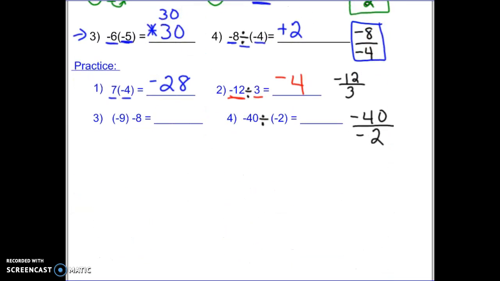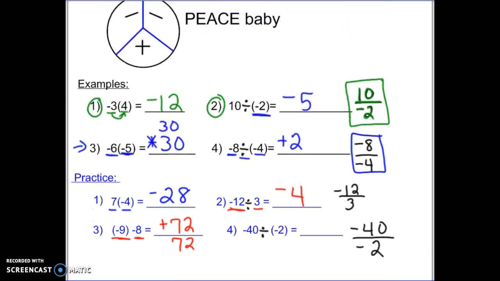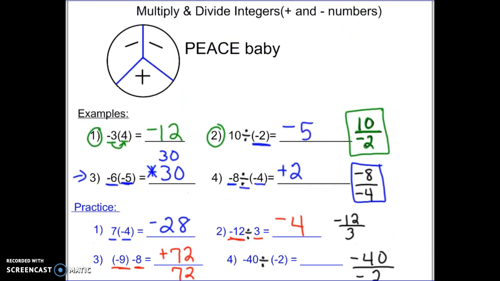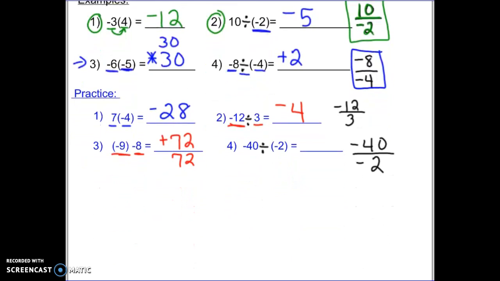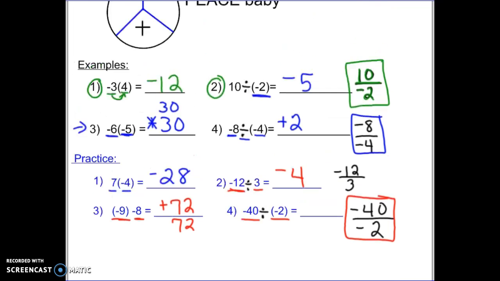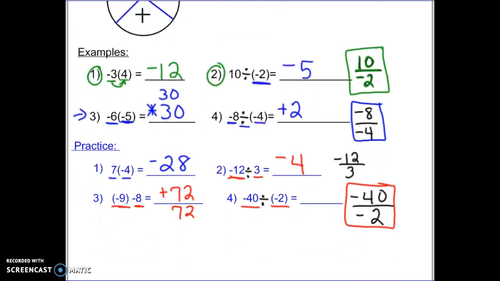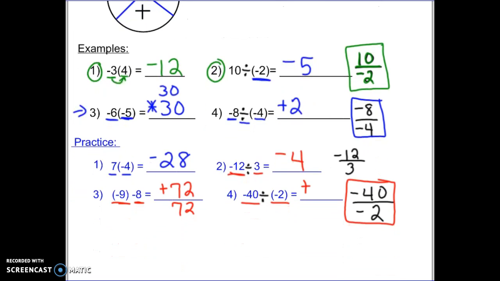Okay, number 3, this time you're multiplying a negative times a negative, so you should get a positive, and 9 times 8 is 72. You could have also written just 72. If you cover up both negatives in your Peace Baby, you're left with a positive, which tells me my answer should be positive. And the last problem is a negative divided by a negative. It could also be written negative 40 over negative 2. If you cover up both negative signs in your Peace Baby, the positive sign is showing, and 40 divided by 2 is 20. So your answer is positive 20 or 20.